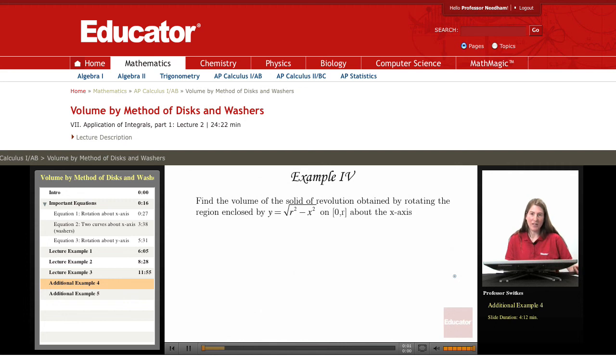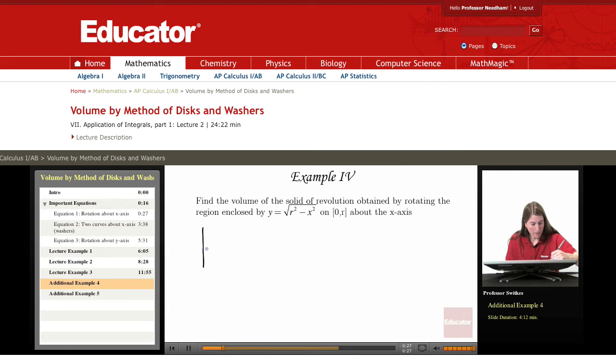Welcome back to Educator. We're in the Calculus 1 sequence and we're looking at computing volumes by means of the method of disks and washers. We looked at 3 specific examples in the main tutorial. Here I have 2 more generic examples to sort of rederive some familiar volume formulas from calculus, and it's pretty interesting how calculus lets us do this.